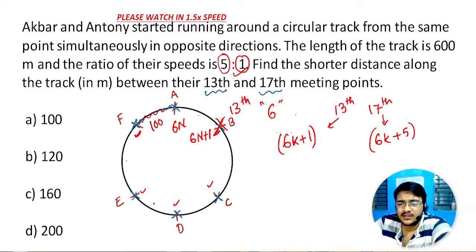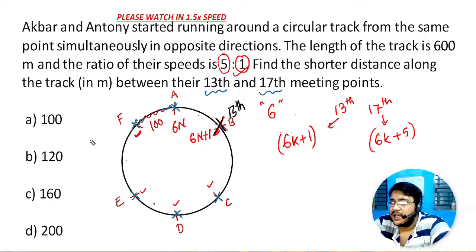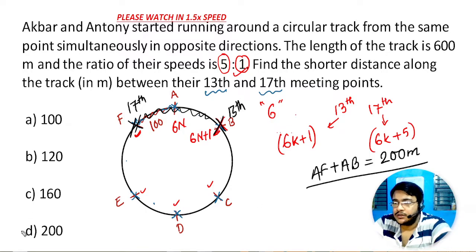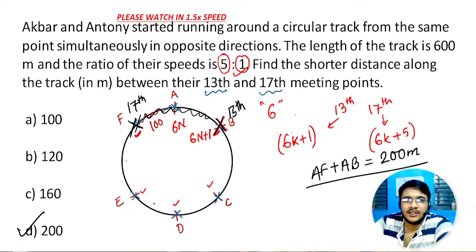This I know for a fact. Just wait a second, let me change the color. The 13th meeting point I know for a fact will happen at B, and the 17th meeting point will happen at F. All they're asking is the shorter distance between these, which is AF plus AB, that is, I hope this is visible, 200 meters. So D is the answer. Thank you. This is a good question.